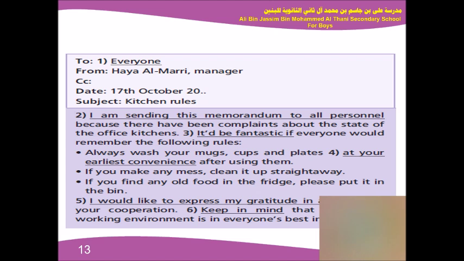Always wash your mugs. If you make any mess, clean it up straight away. If you find old food in the fridge, please put it in the bin. And I would like to express my gratitude in advance for your cooperation. Keep in mind that a pleasant working environment is in everyone's best interest. This is a model for the memo.